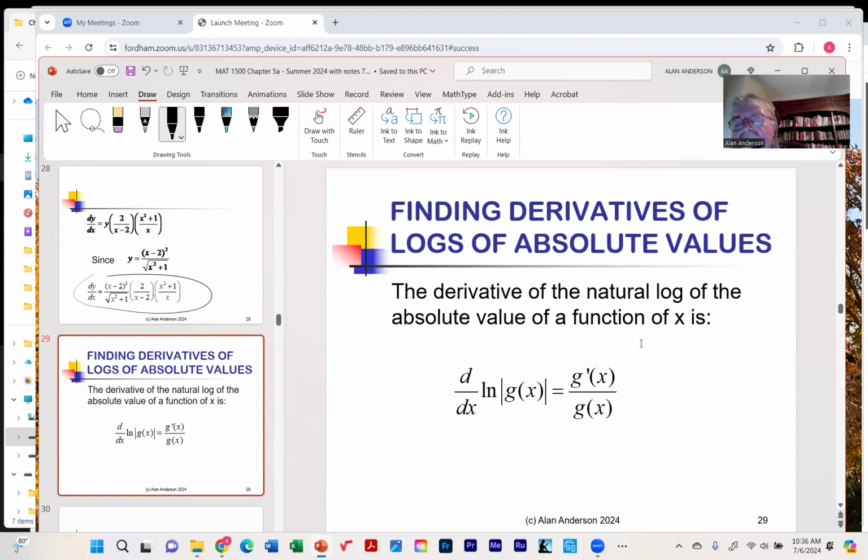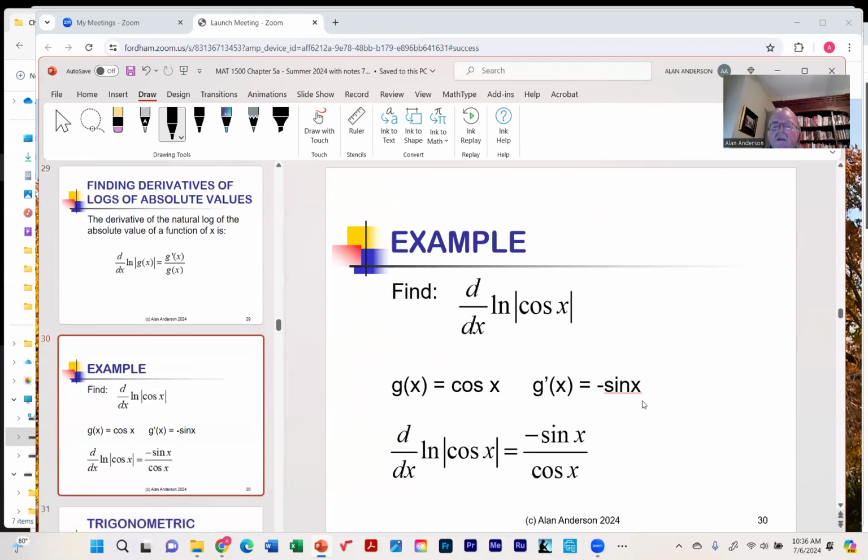So the derivative of log of absolute g of x is g prime of x over g of x. So now you might say, well, how does this help me? Well, look at this one. The derivative of log of absolute value of cosine x.